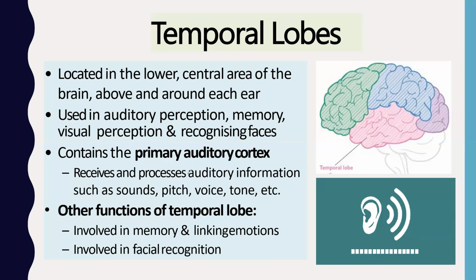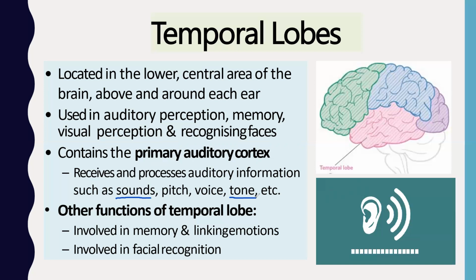Okay, and the primary auditory cortex is really important because it helps us to not just recognize sounds, but to also recognize tone. So your ability to understand that when I'm talking like this, it's normal, and when I'm talking like this, I'm really, really, really happy.